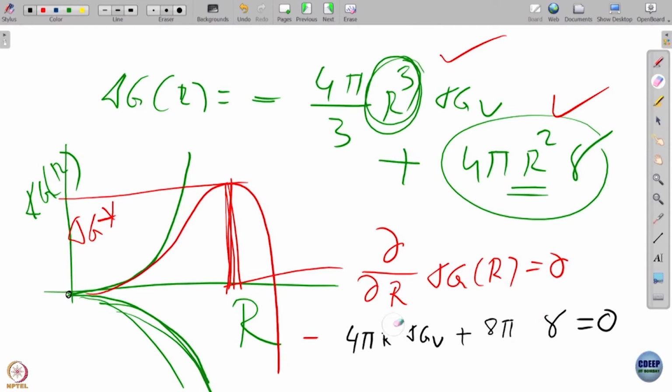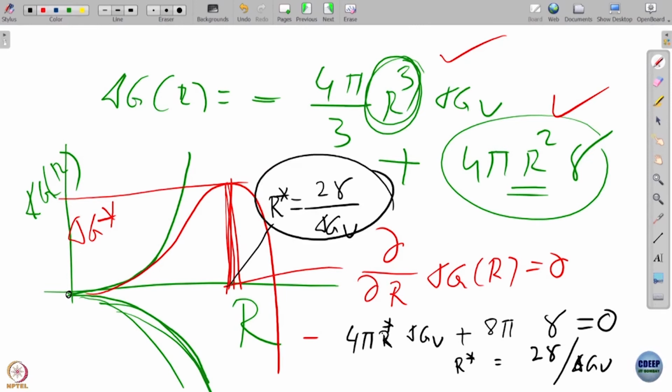Now the other, second solution is r star, and that is given by r star equals 2 gamma by delta GV. This is a beautiful expression. This is the expression of the critical radius.